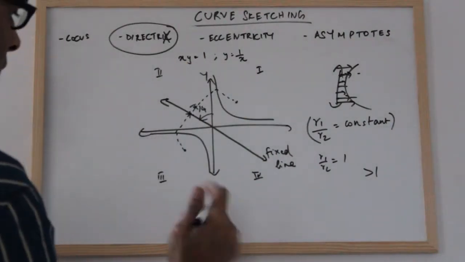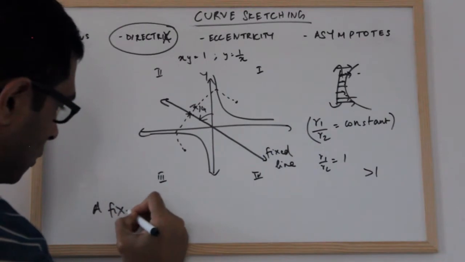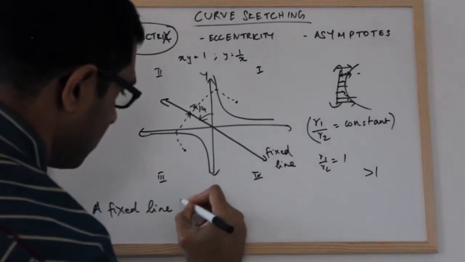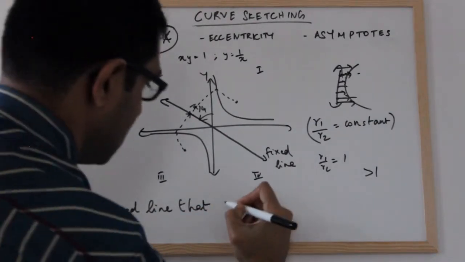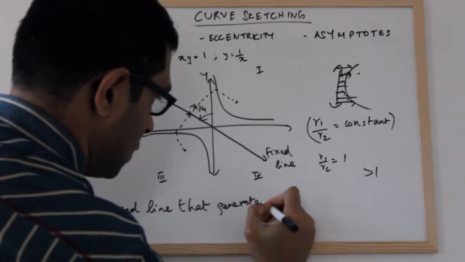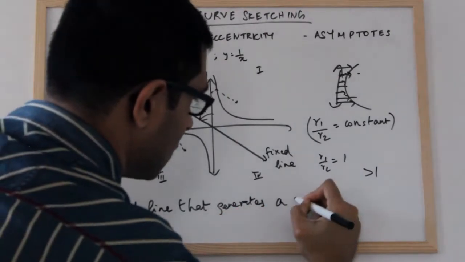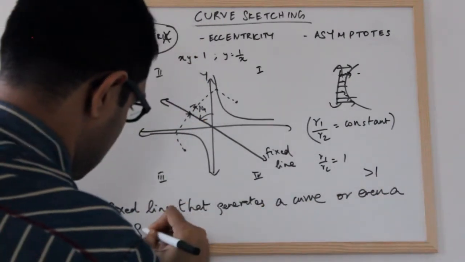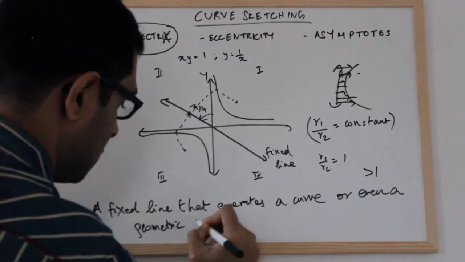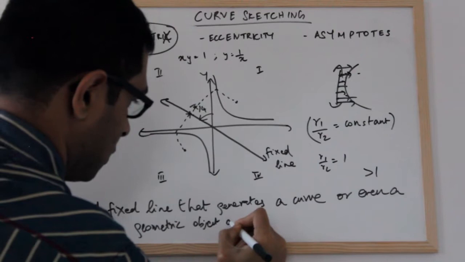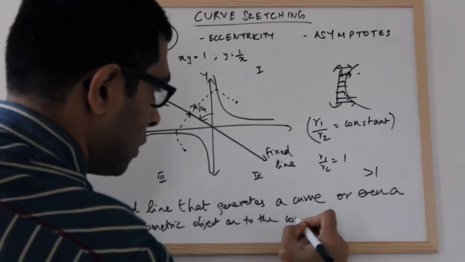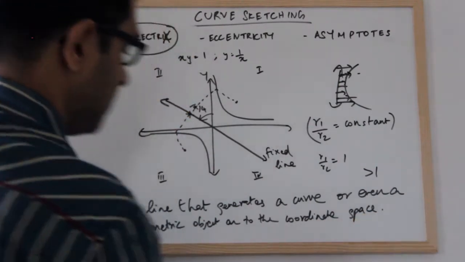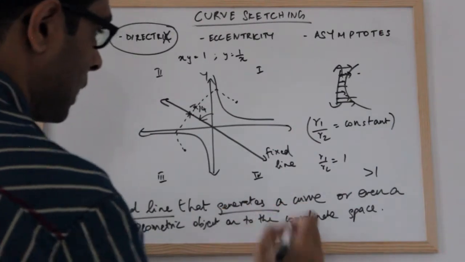Directrix is defined by a fixed line that generates a curve or even a geometric object onto the coordinate space. A fixed line that generates a curve.